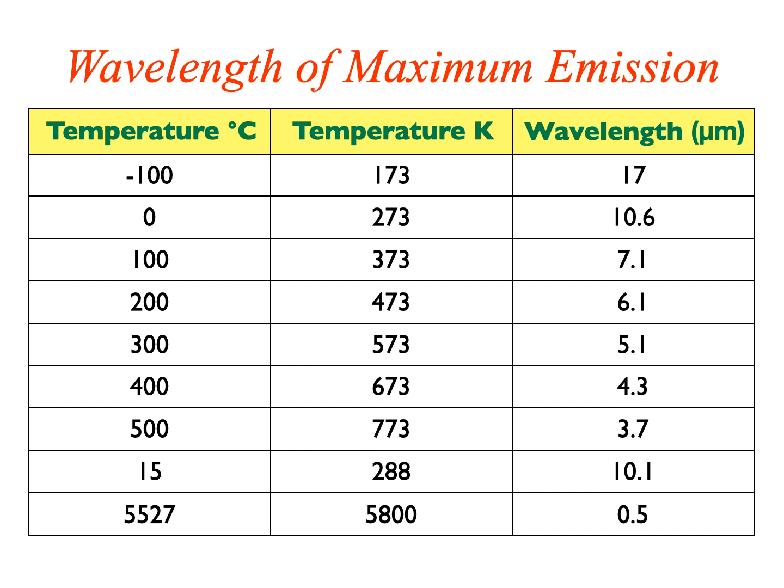5,527 Celsius, or 5,800 Kelvin, is the temperature of the sun. Its wavelength of maximum emission is 0.5 micrometers, which is in the visible band near the color purple-blue.